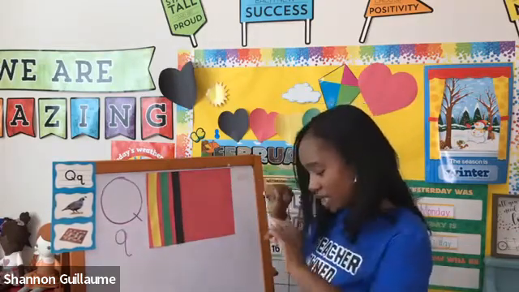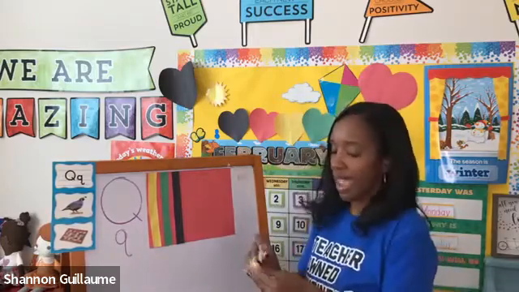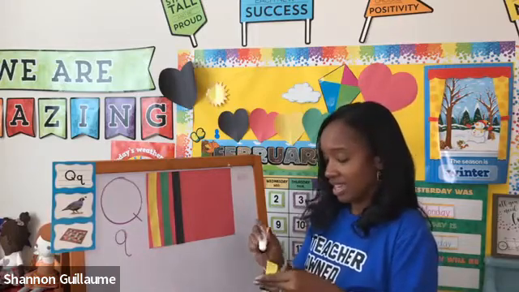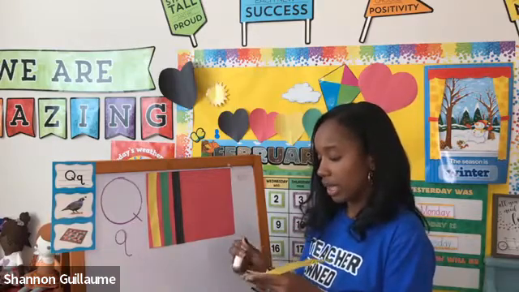So far I have my 3 strips of construction paper up, and I'll just make this into a pattern. Do you remember we learned about patterns, friends? Yellow, green, black. Then I'm going to go with yellow, green, and black again.